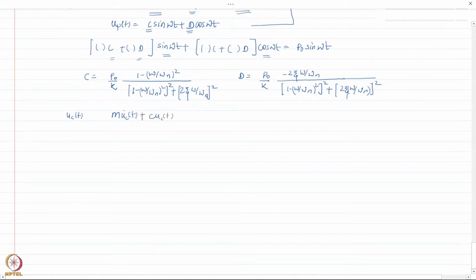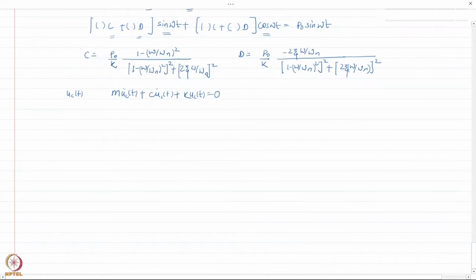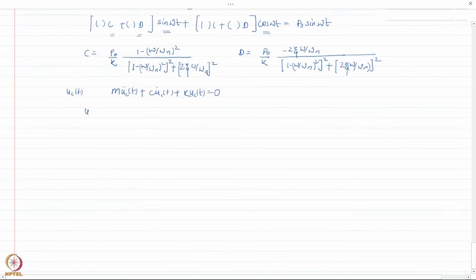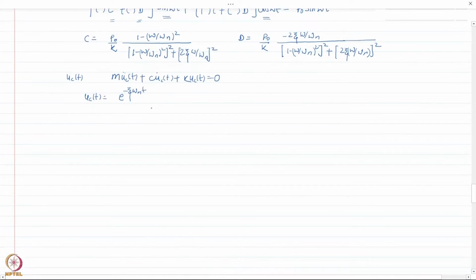Okay, so I can write it here, and as I have discussed in previous lectures, the solution for this equation would be of the form uC of t equals e to the power of minus zeta omega n t, and then I would have a cos omega d t term here, where omega d is the damped frequency, and then I would have sine omega d t.